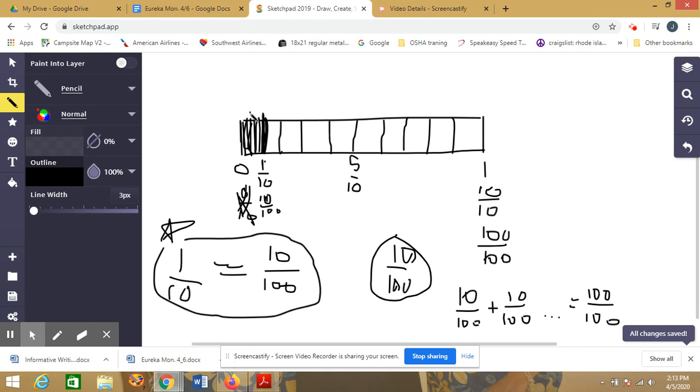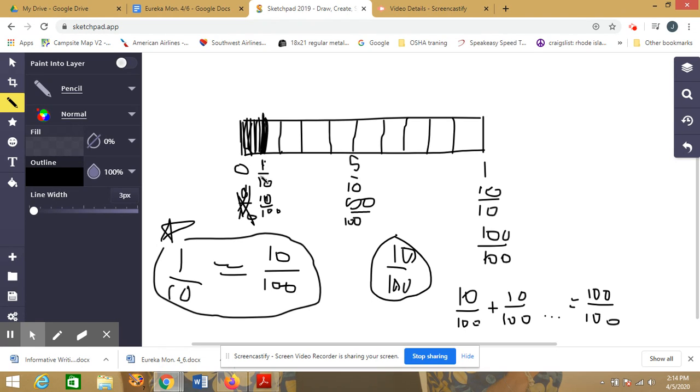And then if we kept going, it would take another 10 hundredths, another 10 hundredths, another 10 hundredths, another 10 hundredths. So by here at 5 tenths, we would have 50 hundredths, or 50 of those little lines. And say we kept drawing the little lines, and this whole thing had 100 lines on it. We would have made all the hundredths. But the point is, where that 1 tenth is, it's equal to 10 hundredths.